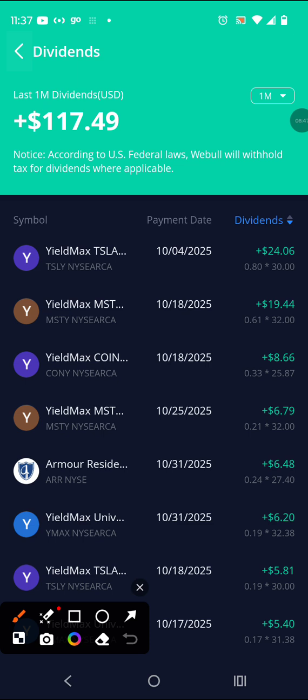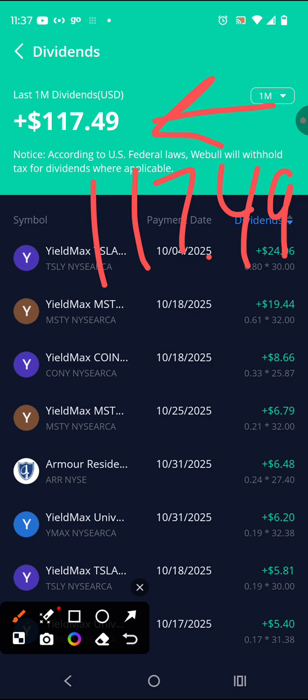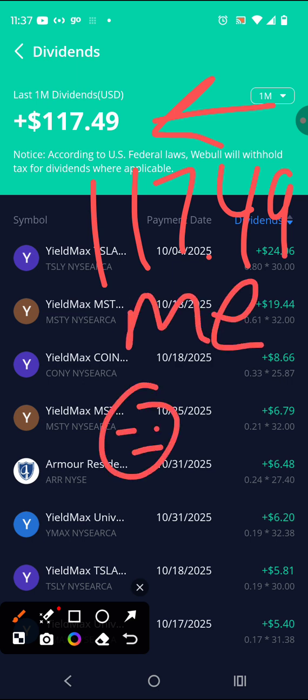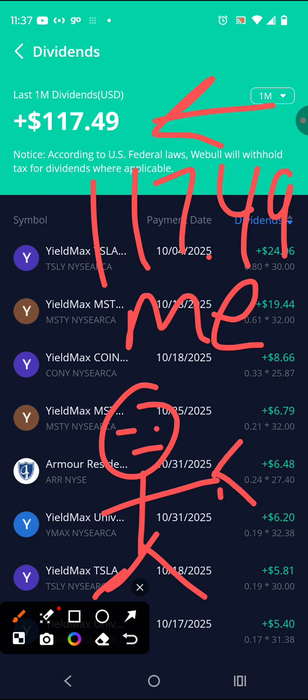Now, for me, this is beautiful for me. Although it's very small, yes, it's small, but listen, $117 for the month paid out to me from the stock market. All right. This number, one day, my short-term goal is to see that 1,000.